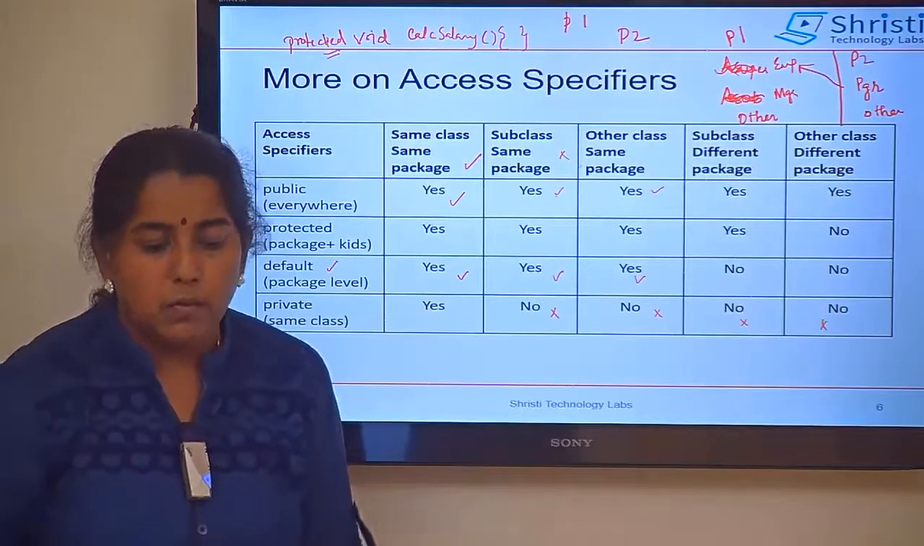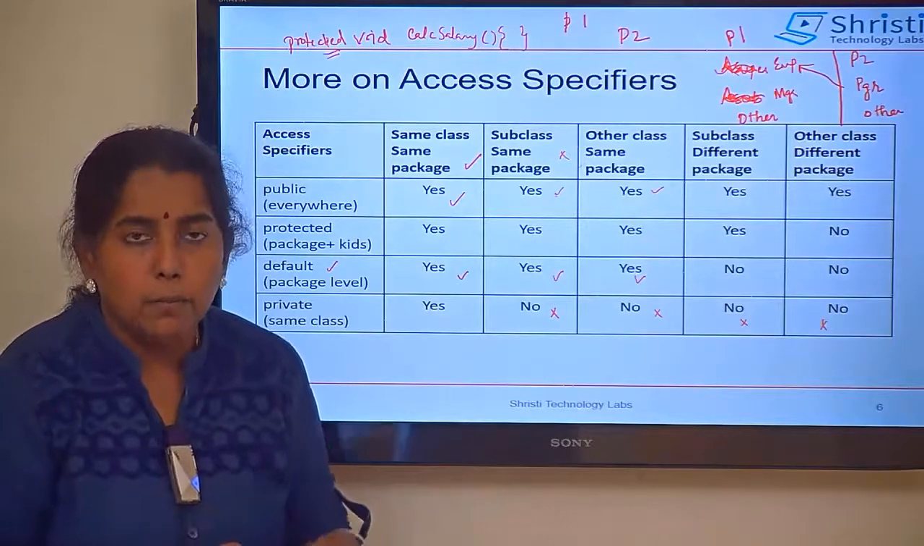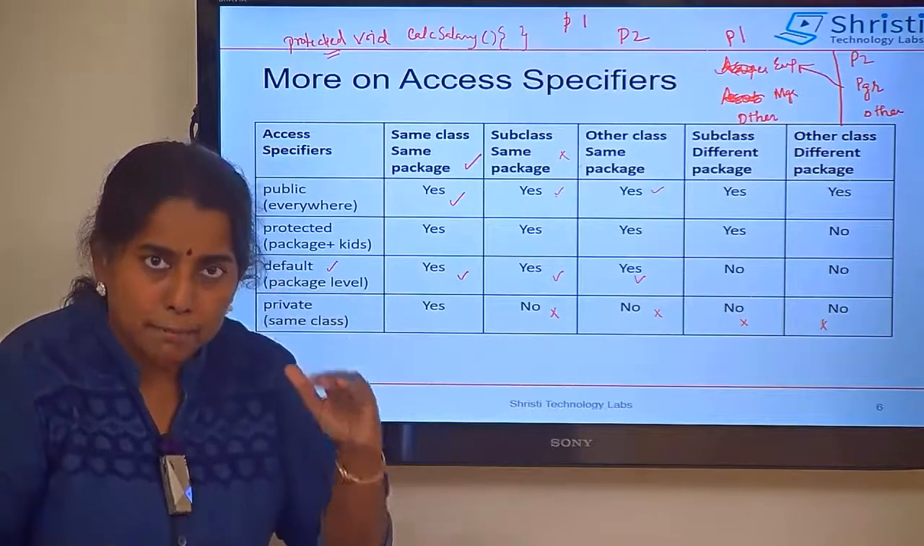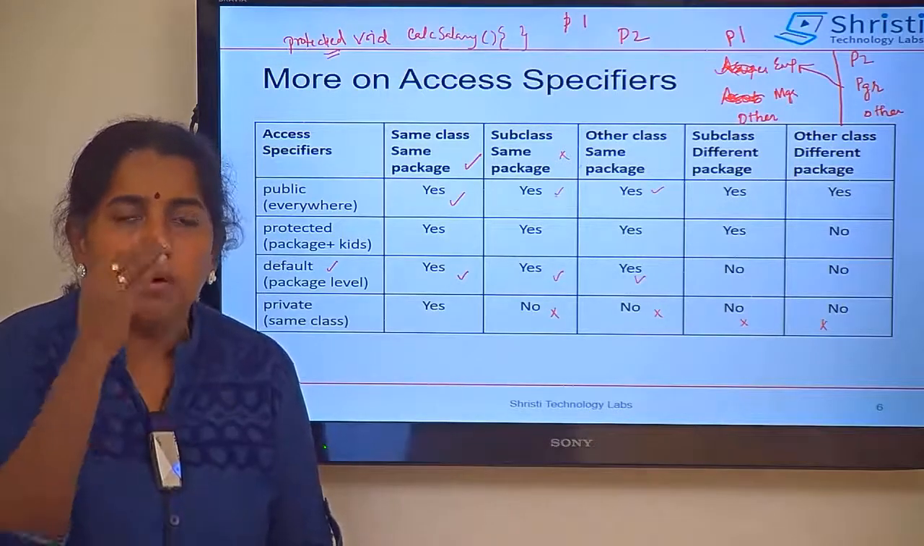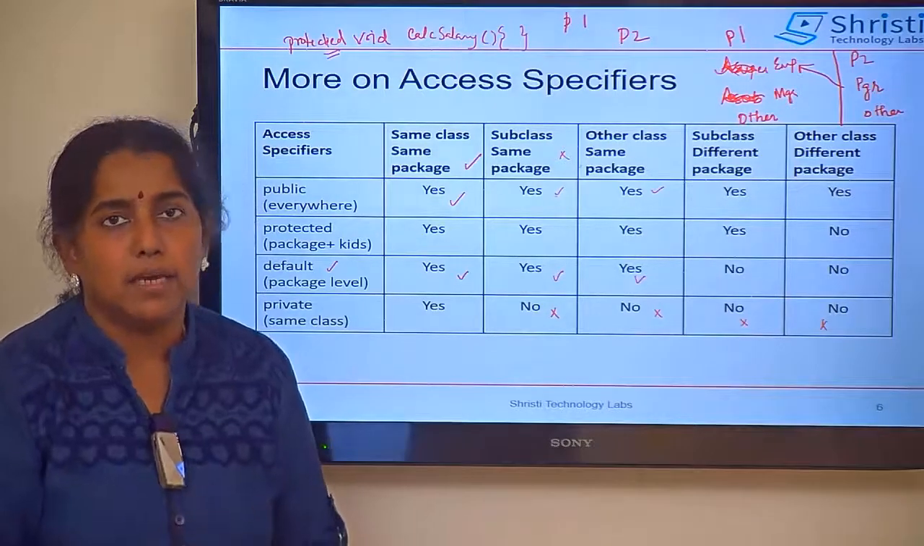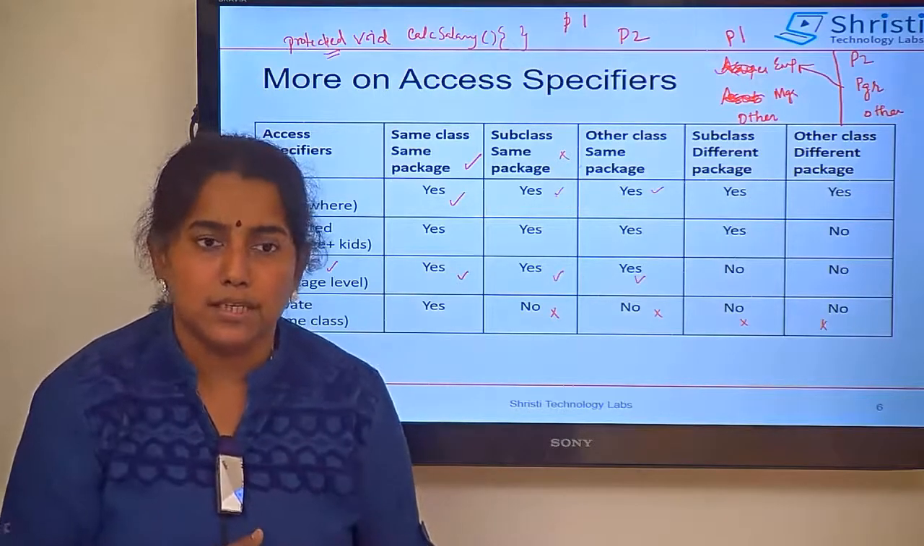So, what are the access specifiers? Public, which can be accessed everywhere. Protected, same package plus the subclasses in other packages. Default, only package-level access. Private, only in the same class. This is all about access specifiers.